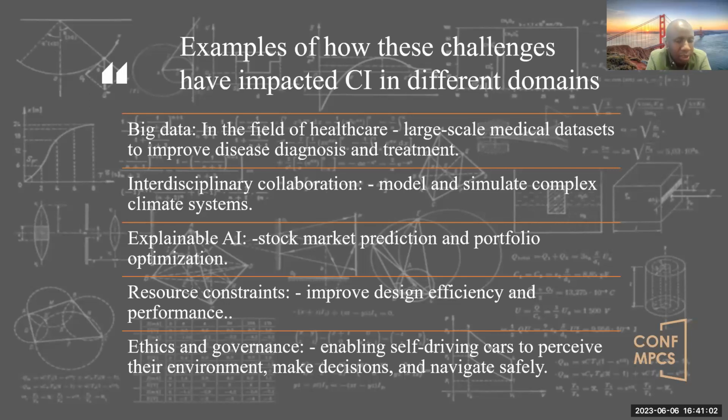So we talked about big data earlier briefly, but big data can be seen basically in the field of healthcare, whereby we have large-scale medical data sets that help improve diagnosis and treatment decisions. In the first week of June 2023, we are seeing that as a result of AI in the medical field, we are able to detect a new variant of cancer that hasn't been detected before.